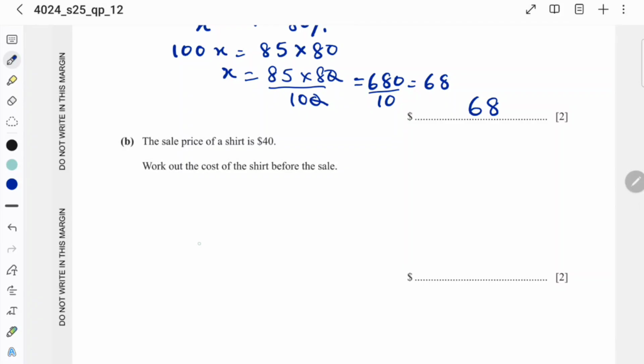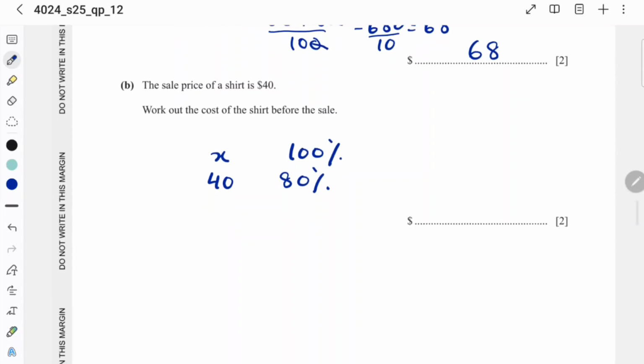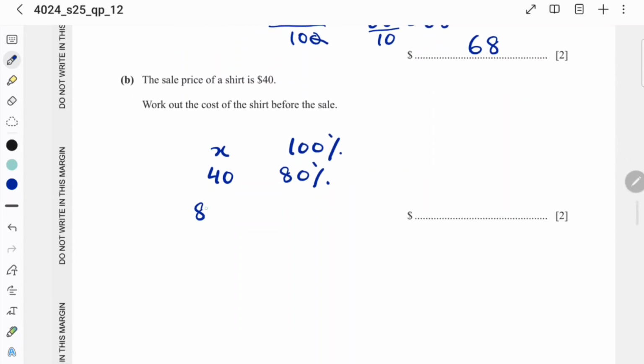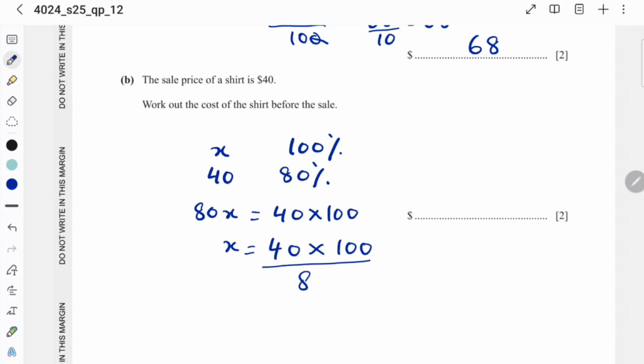Okay, now the sale price of the shirt is $40. It means that your $40 is 80%. Work out the cost price x, and cost price is always the original, which is 100%. Cross multiply. 80x equals 40 times 100, and x equals 40 times 100 divided by 80.